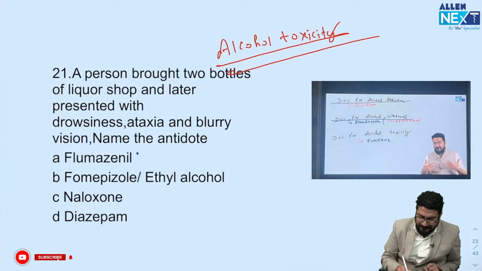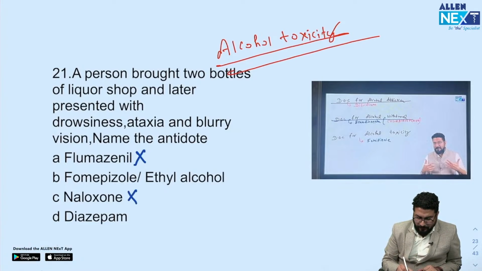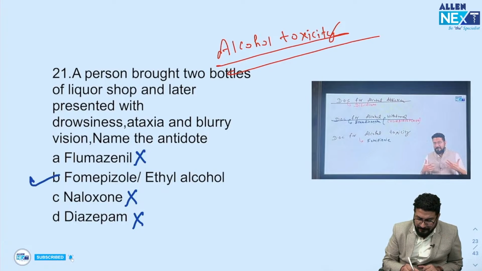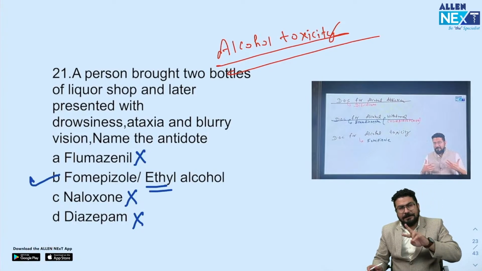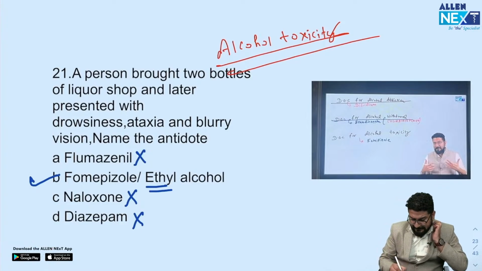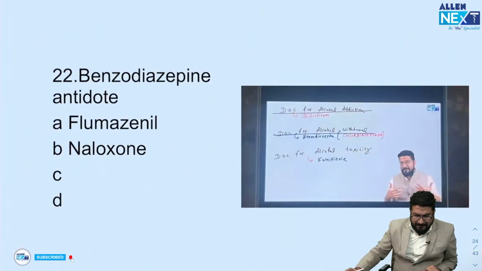Flumazenil is the antidote for benzodiazepine toxicity. I think this question also came in the exam. Naloxone we give for opioid toxicity. Diazepam is again a benzodiazepine, so that will not be used. So the answer will be fomepizole. If it is not given, then the answer will be ethyl alcohol. I think only one of them is given in the options. Many students are saying ethyl alcohol was given, so that is the answer. Okay, am I clear, Rohan?